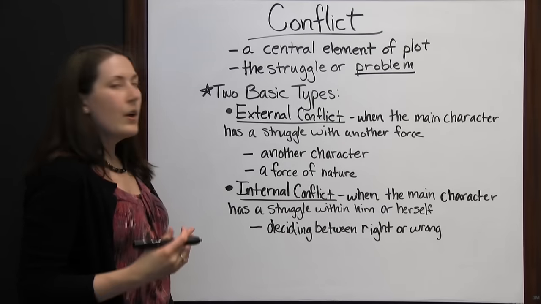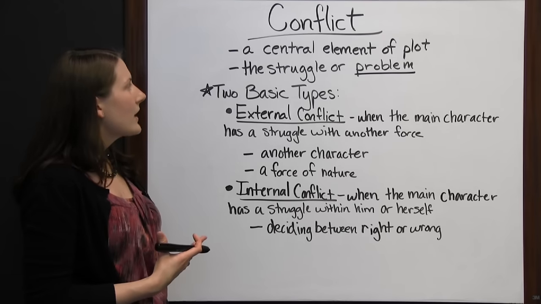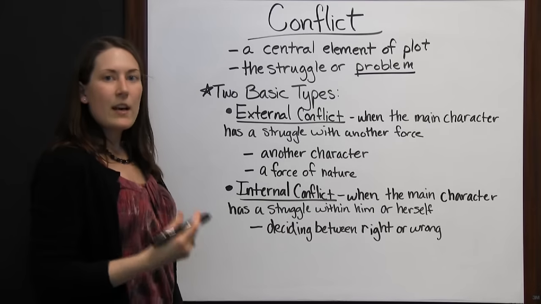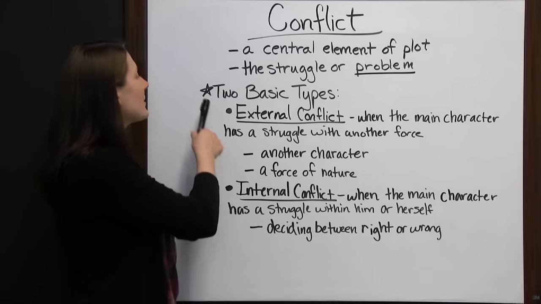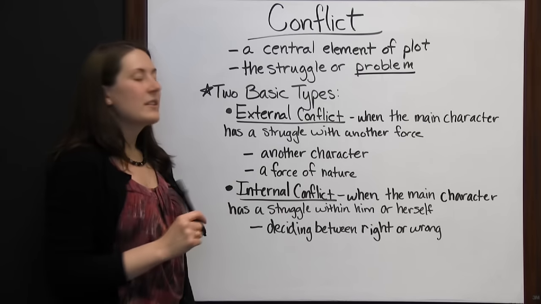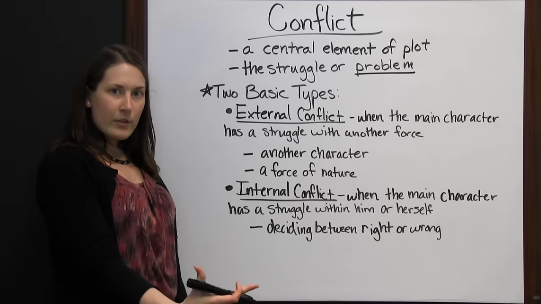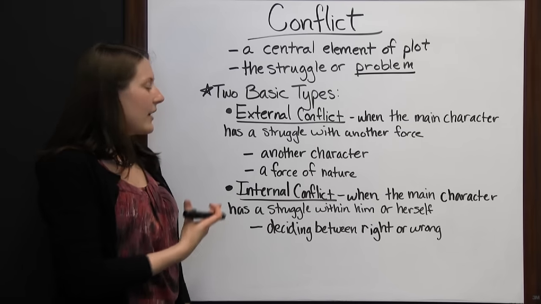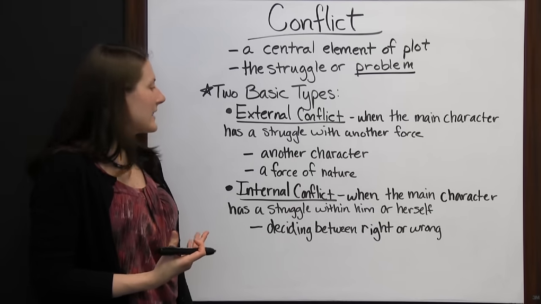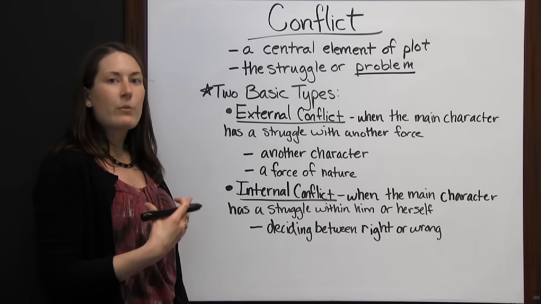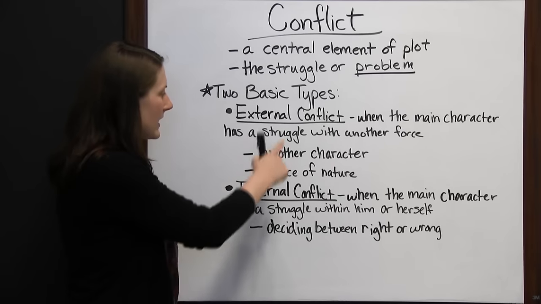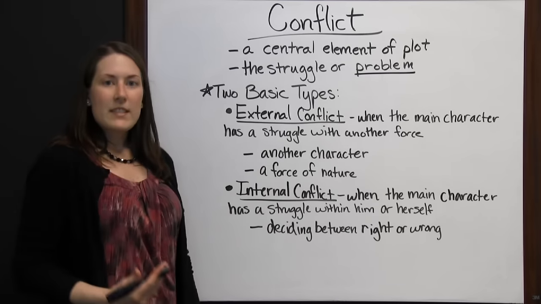So whenever you're looking at conflict, whenever you're trying to find what that conflict is in a story, look at what the main problem is. And to delve deeper and better understand the conflict, ask yourself if it's an external conflict or an internal conflict. Remembering that external is going to be when a character is struggling with another force, something outside of him or herself, another character or a force of nature. And an internal conflict is going to be when the main character has a problem within him or herself, where they have to decide something only based on what's inside, not any external force. Good example, deciding between right and wrong.